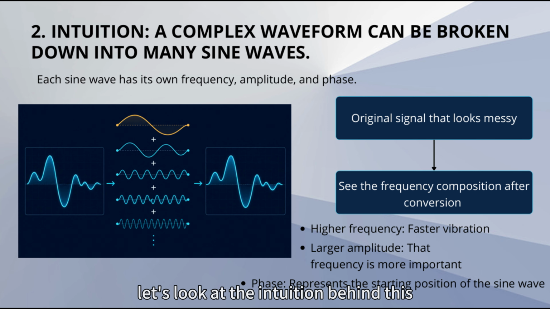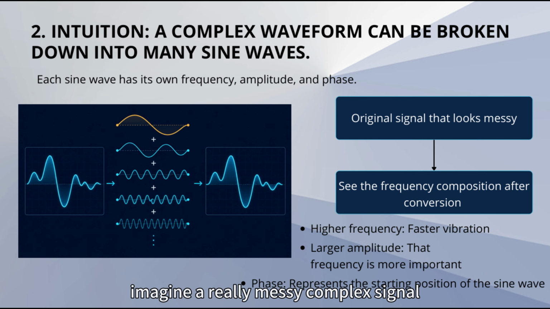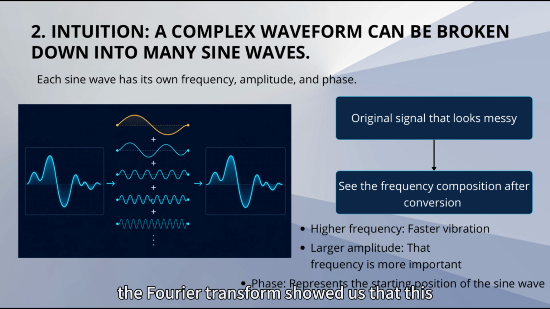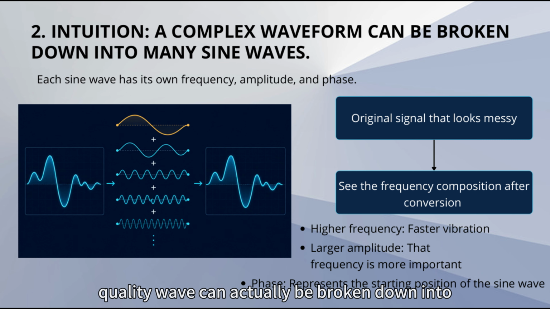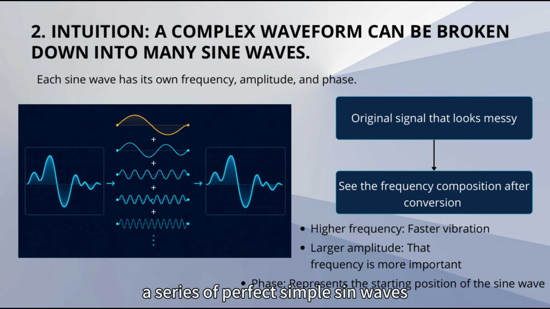Let's look at the intuition behind this. Imagine a really messy, complex signal like the one on the top left. The Fourier transform shows us that this messy wave can actually be broken down into a series of perfect, simple sine waves. Each of these underlying sine waves has three unique properties: its own frequency, amplitude, and phase.